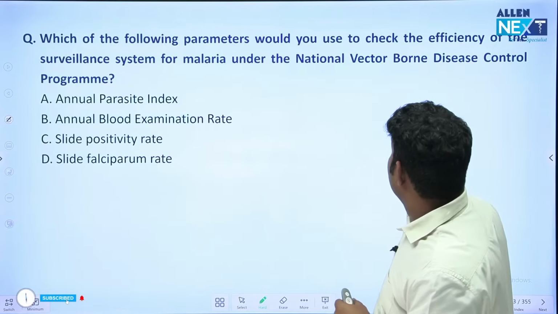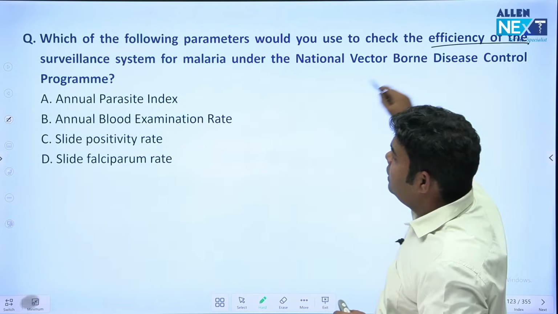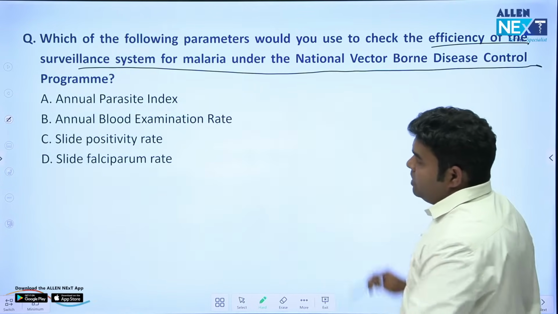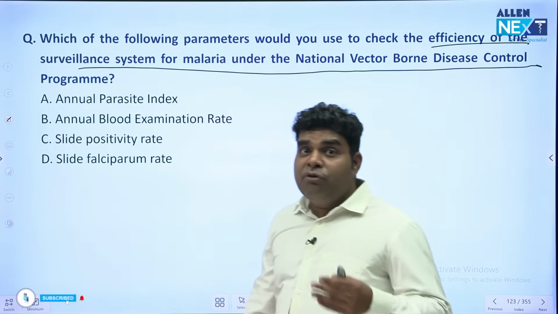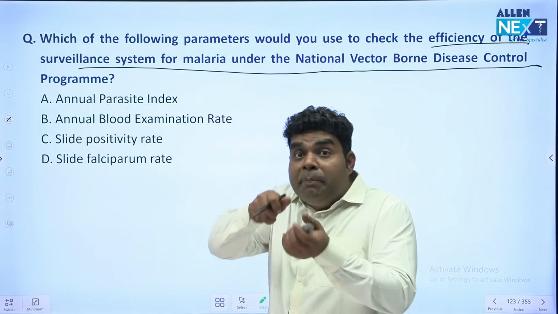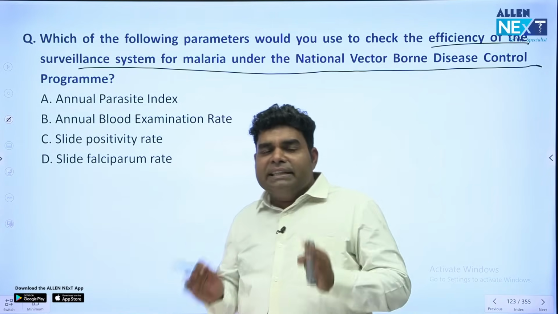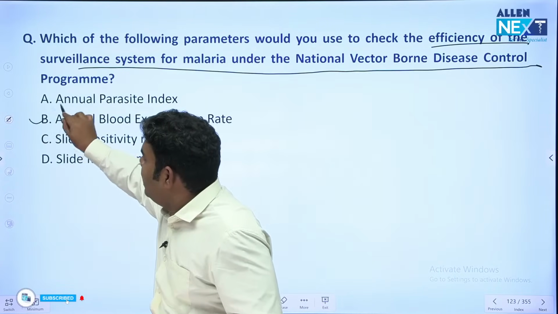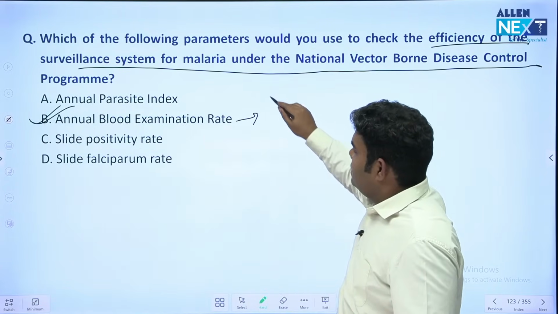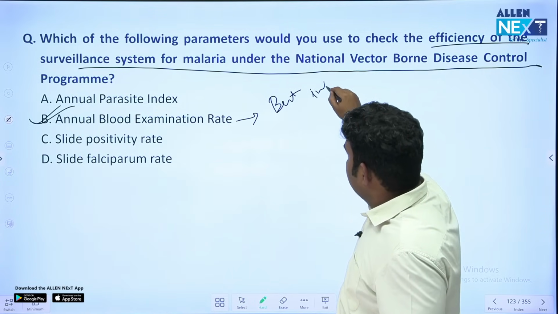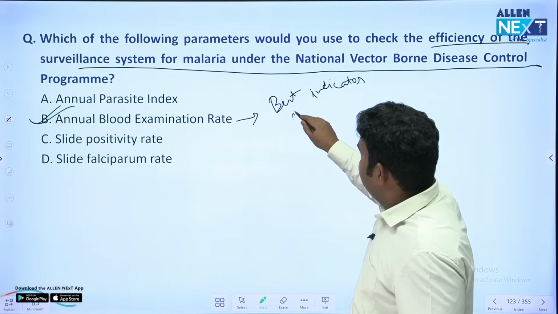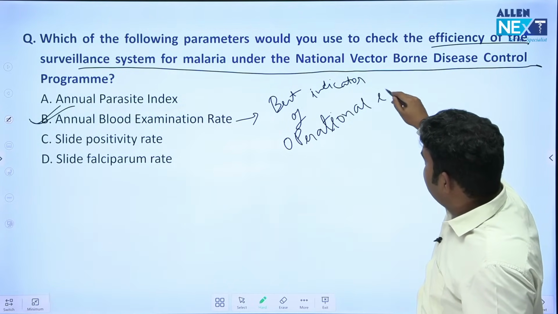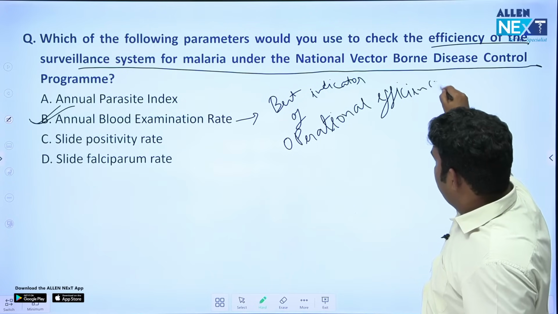Which of the following parameters would you use to check the efficiency of the surveillance system for malaria under the National Vector-Borne Disease Control Program? Efficiency of the surveillance system. That means whether people are making slides or not. Whether the surveillance system is working on the ground or not, whether slides are being made or not, how will you see this? And this is detected by the annual blood examination rate. This is the best indicator of operational efficiency. How will you correctly know whether people are working or not? By ABER.